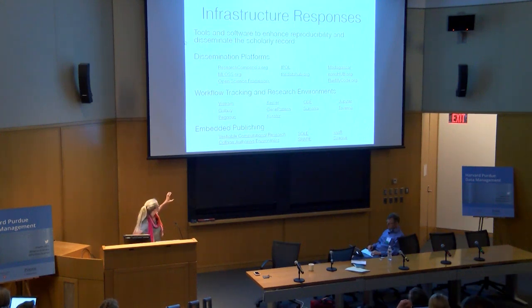And finally, there's these sort of hybrid embedded publishing. So how do I even deliver something a little more comprehensive than, say, a static PDF to you? How do I deliver you something that has maybe code and data embedded in it that I can extract?